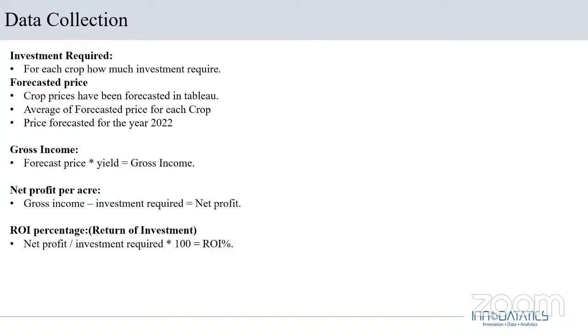Here are the calculations for gross income. Forecasted price into yield is equal to gross income. Net profit per acre: gross income minus investment required is equal to net profit. Return on investment percentage: net profit by investment required into 100 is equal to ROI. That we have considered. Thank you everyone. Next, Anushri will take over.